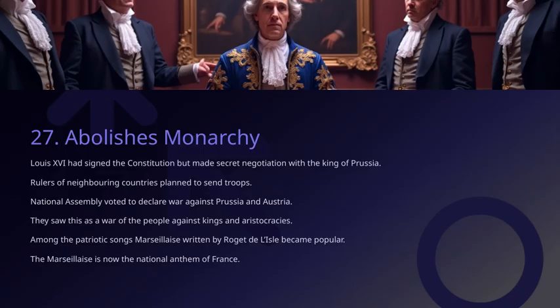During this time, patriotic songs became very important, and one of the most famous was the Marseillaise, written by Roger de Lisle. It quickly gained popularity, and today it's recognized as the national anthem of France. This whole sequence of events really highlights how the revolution was about more than just political change. It was about a national identity and a fight for liberty.